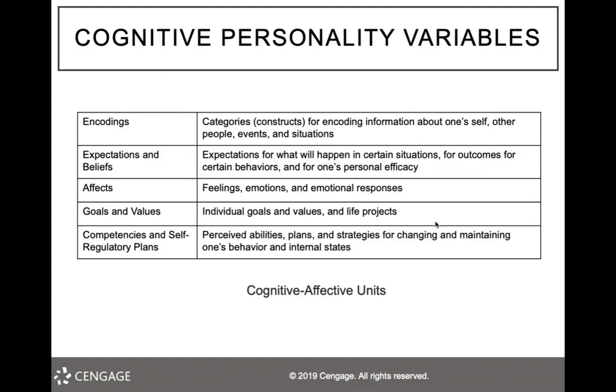Your goals and values are also part of it. Your competencies and self-regulatory plans, which are your abilities. Like if you think you're able to do a certain thing, then you can. And so all of these form that part of your memory, your beliefs, your expectations, your goals, your values, your competencies. All of these come together to form that foundation within you that leads to certain responses.